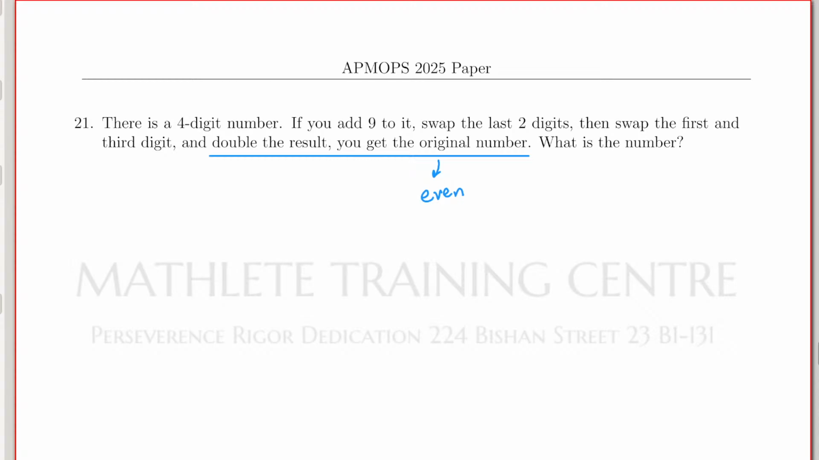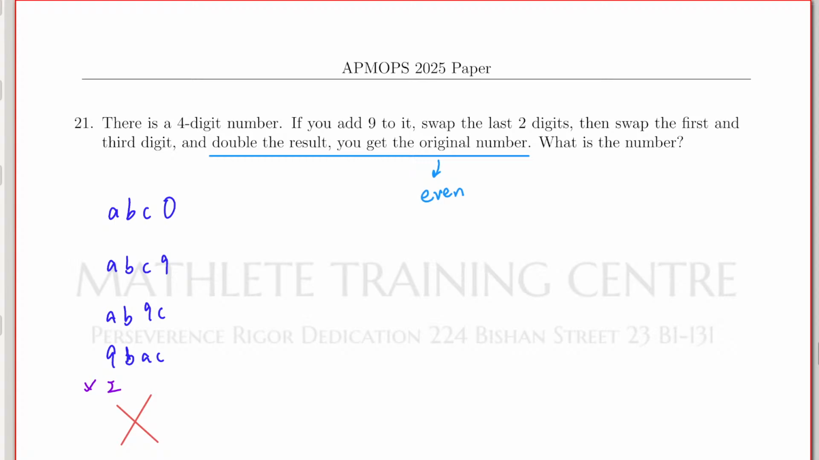So let's try to see what are the possibilities here. Let's say the last digit is 0. So I'm going to call the number ABC0. ABC0 plus 9 is what? Is ABC9. Swap the last two digits, AB9C. Swap the first and the third digit, 9BAC. And then times 2. But of course, 9BAC times 2 is not a 4-digit number anymore. It's going to be a 5-digit number, right? From here onwards.